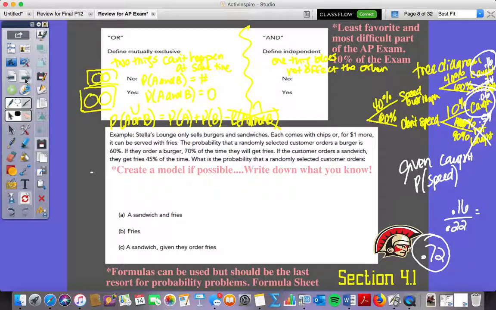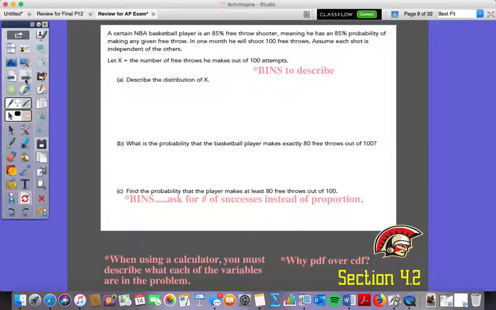All right, we're going to go into our next chapter. We're on chapter 4.2. Wow, we are going quick. Right now, describing the distribution. I don't want to hit this too hard because this is going into made free throws or not made free throws. We now are going to go into our bins.